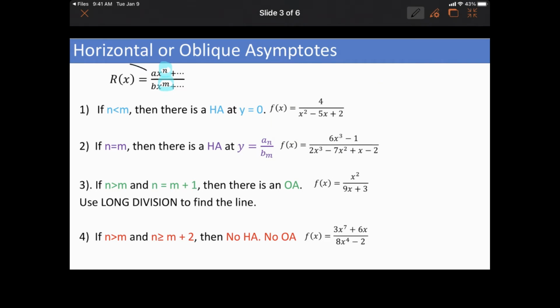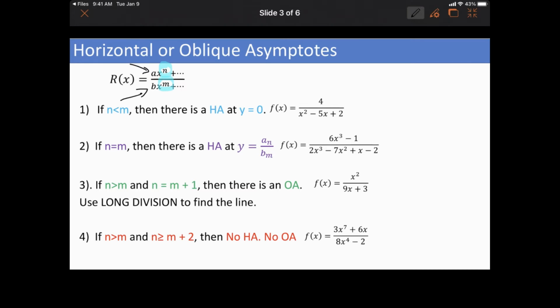And then here is a and b. a is the leading coefficient in the numerator, b is the leading coefficient in the denominator. And I wrote different cases here, and so I just wanted to go through it quickly to review.